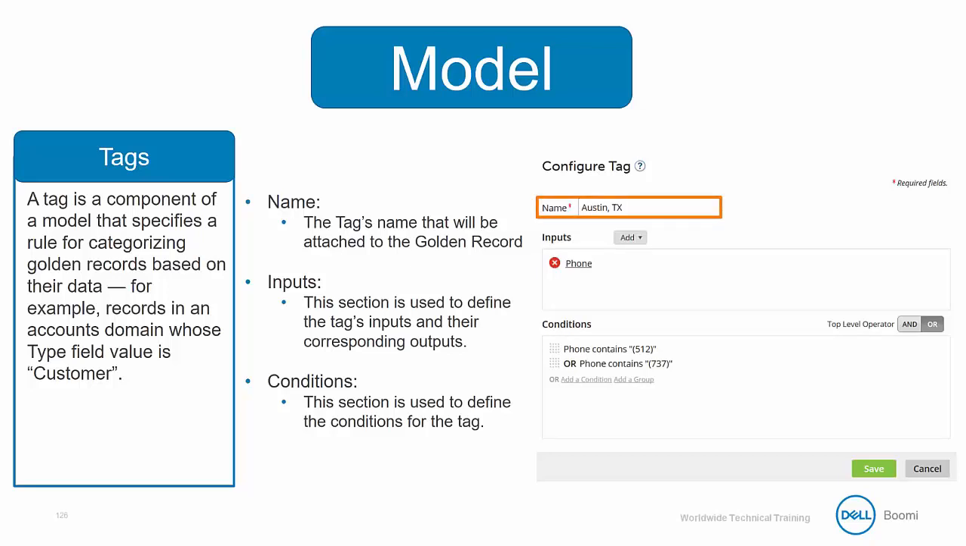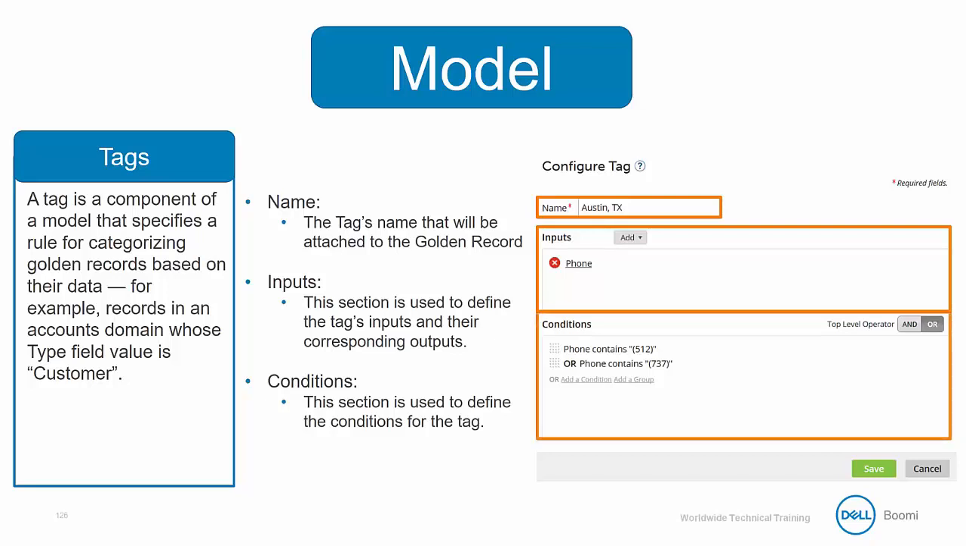We have the name, which is the visual identifier a golden record will receive if it meets the requirements for that particular tag. Next, we have the input, which is a particular field within each record that you want the tag to monitor. This field is based off of the model it's attached to. And finally, we have conditions, which are the rules that you set up to identify whether the record is included in that tag or not.